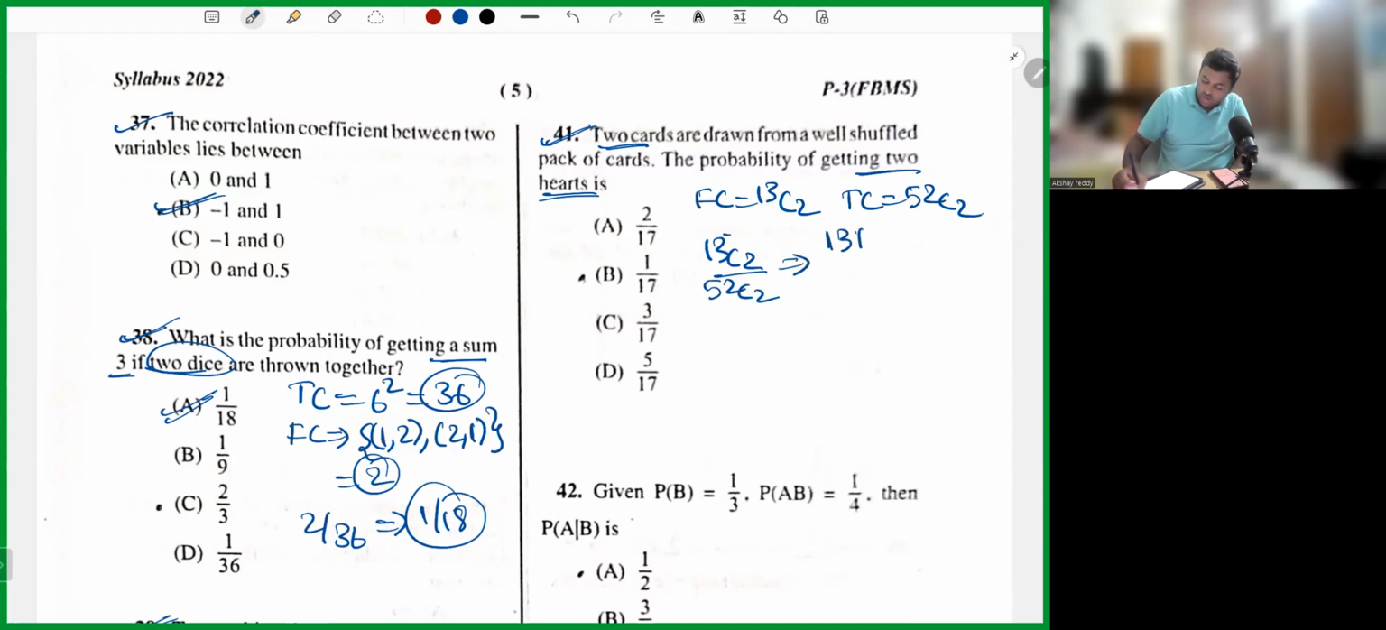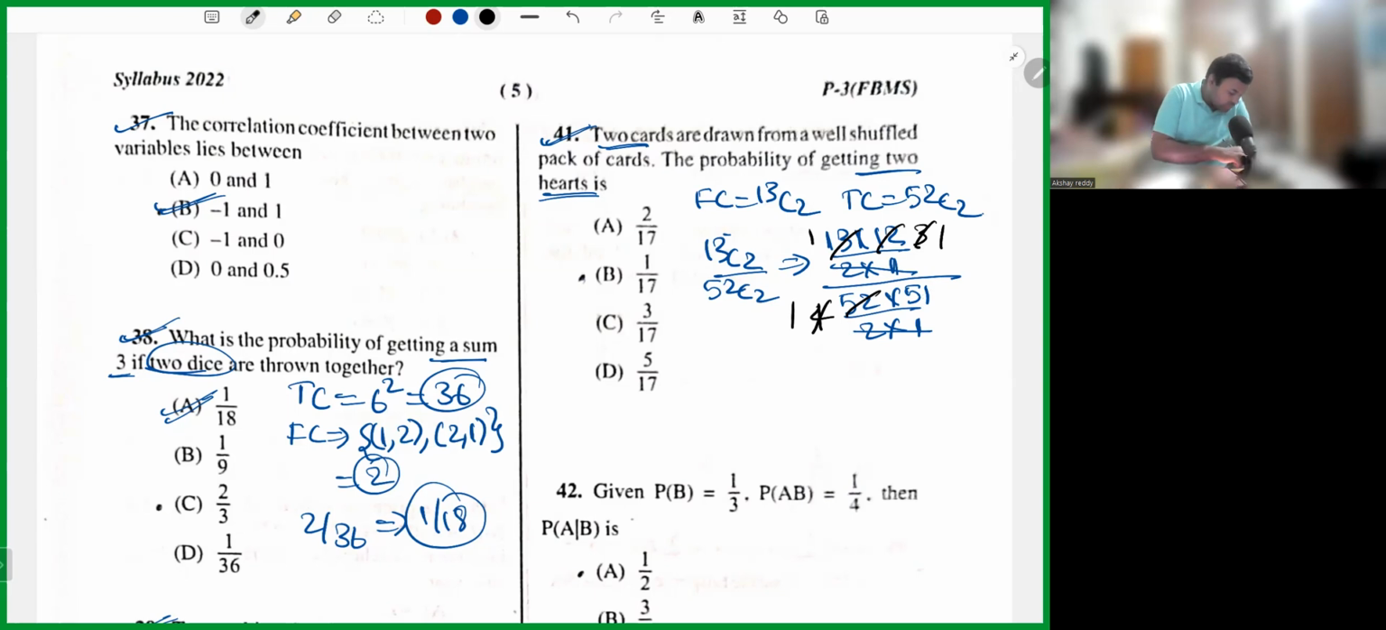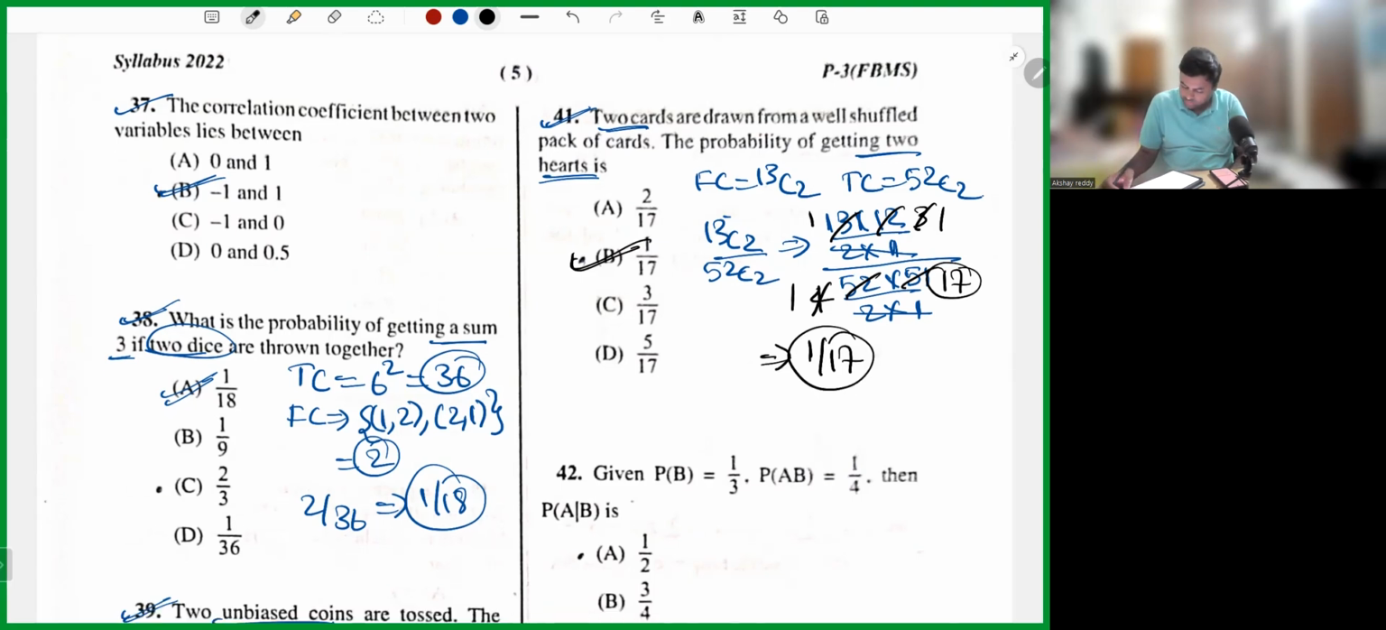13 into 12 divided by 2 into 1, whole divided by 52 into 51 by 2 into 1. 2 into 1 gets cancelled. Now 52 I can divide by 13: 13 ones, 13 fours, 4 ones, 4 threes, 3 ones, 3 17s. So what is the answer? Simply, the answer is 1 by 17.